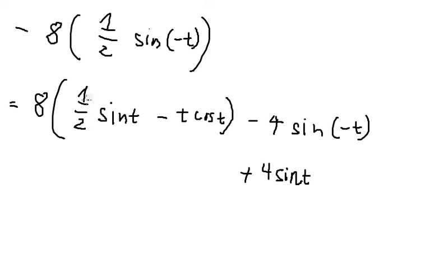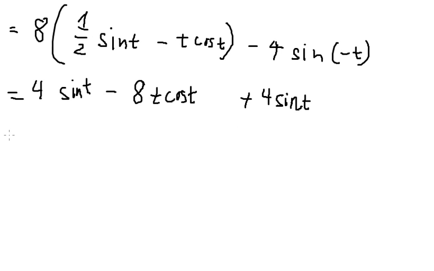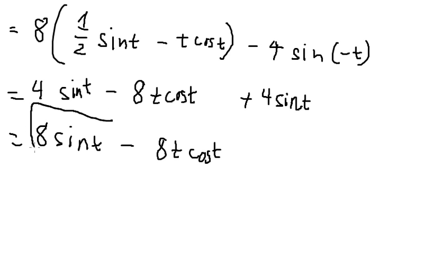So 8 multiplied by 1 over 2 and this one here. And now we have 4 sine t minus 8 t cosine t. So 4 plus 4 we have 8. So we have 8 sine t minus 8t cosine t. And this is the final answer.